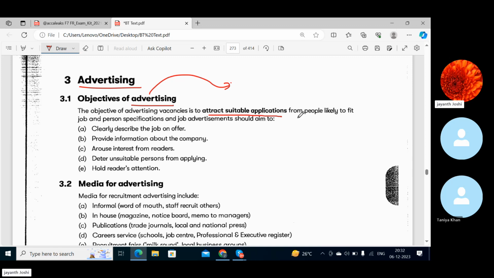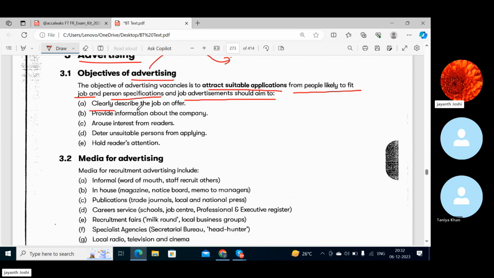To attract suitable applications from people likely to fit the job and person specifications, job advertisements should aim to what? Clearly describe the job on offer. The advertisements should clearly describe the job on that particular offer, provide information about the company so that people get more awareness regarding the company in which they want to work or aspire to work, and arouse interest from readers. Readers should get some interest in reading regarding that particular job role.